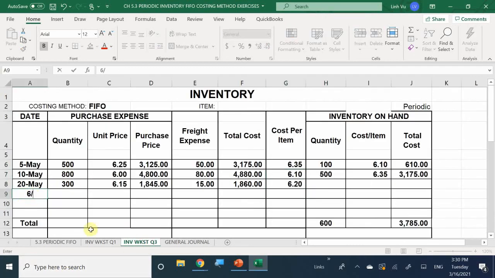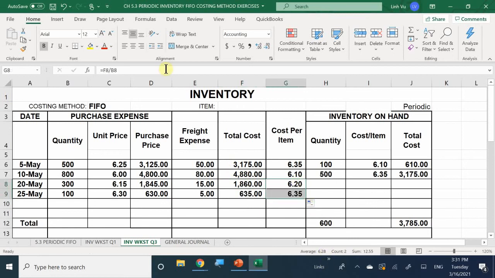So 100 items at $6.30, with a freight of $5. So what is going to be my total purchase price? $630. And then $635. Good. And then $6.35 a piece. Excellent. Okay, there you go.